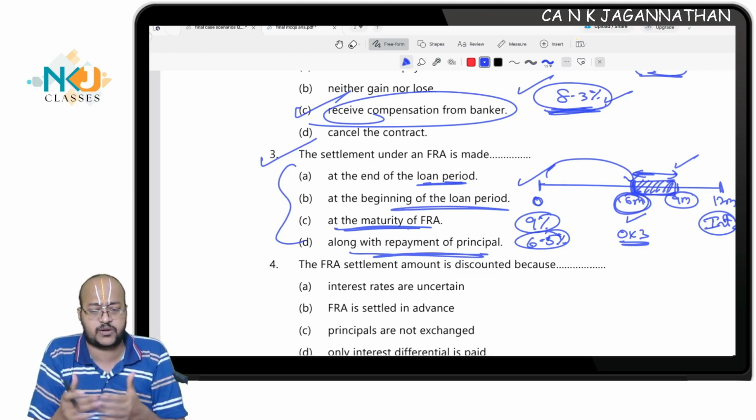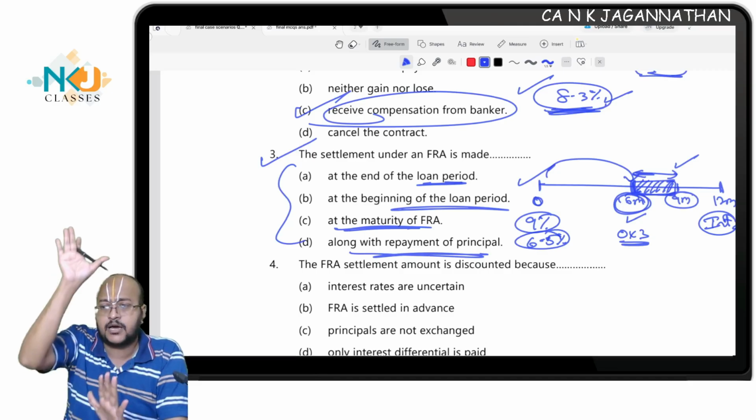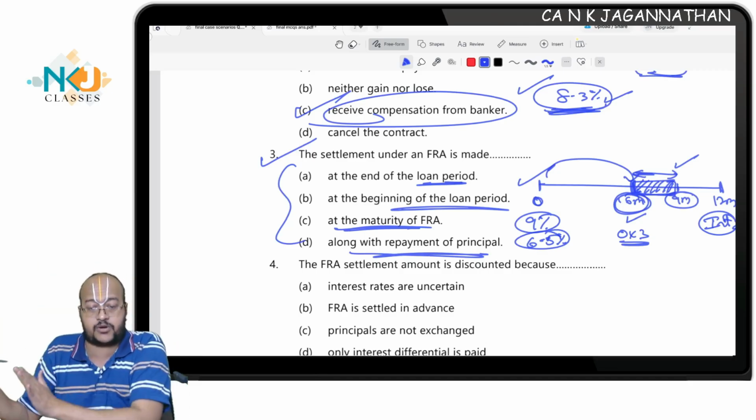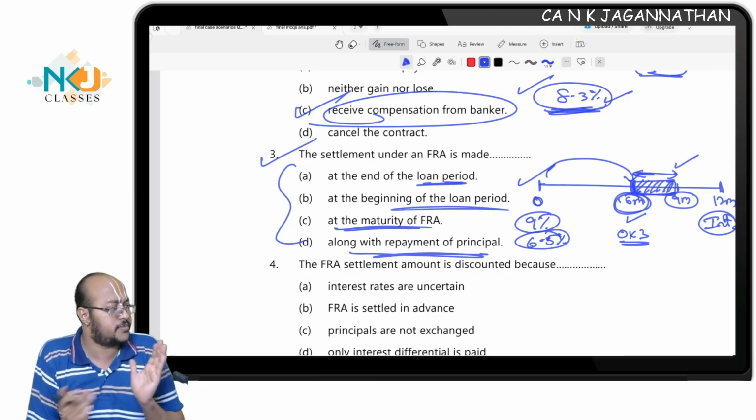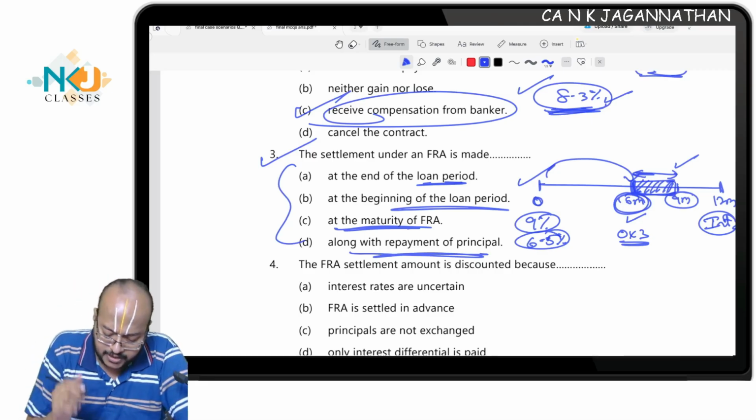FRA is a separate contract. I told you it is speculative. It has no relationship with the real borrowing or deposit. It's a separate contract, which means the gain or loss will be settled just like your futures contract. Are you understanding? Net cash settlement will happen. Here in this case, what happens?